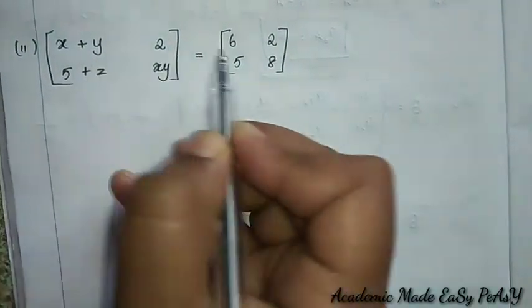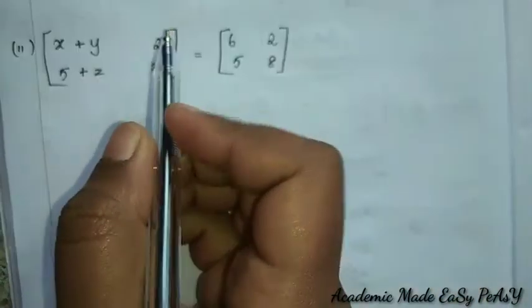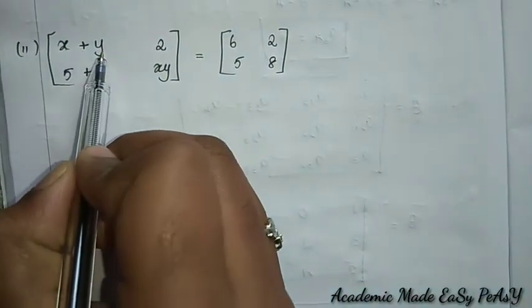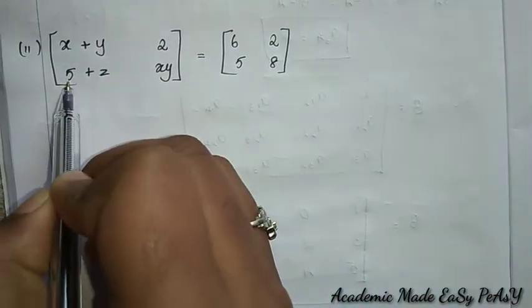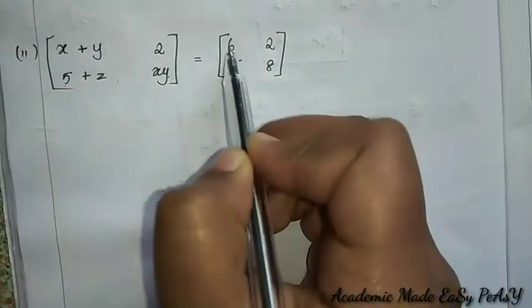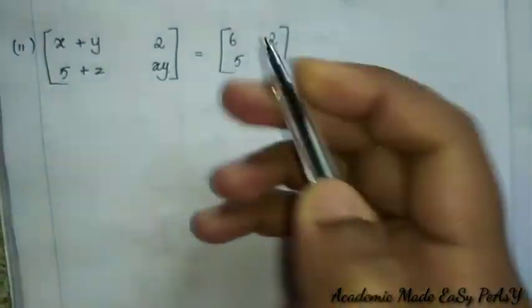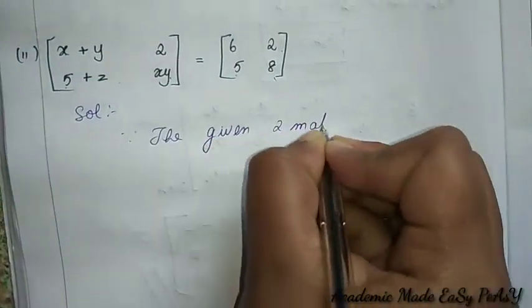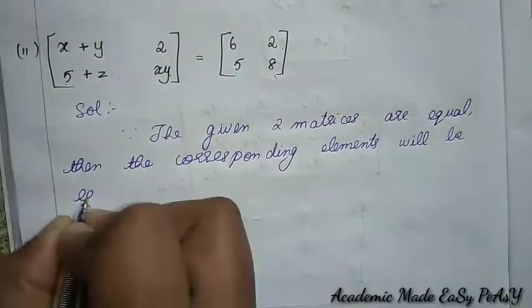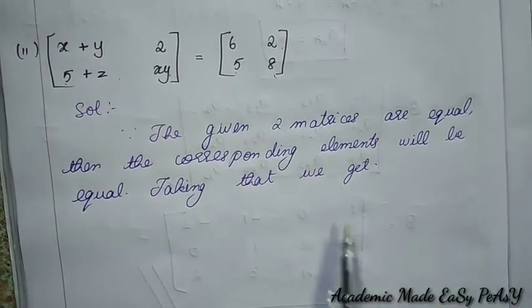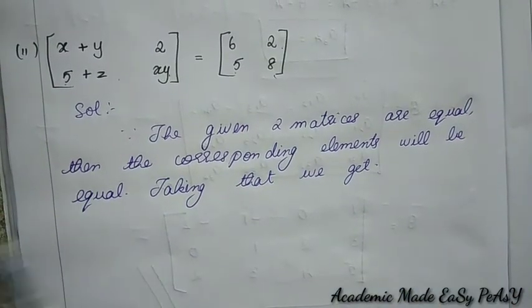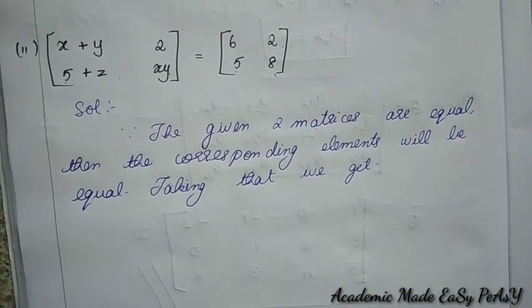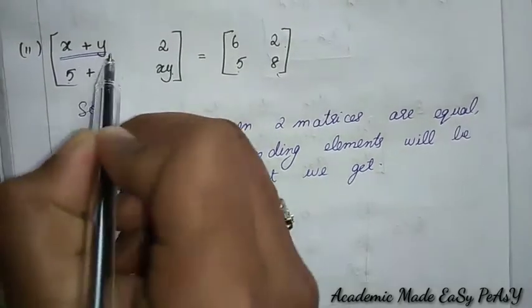Subdivision 2 is given in such a way that an equation is given. So here x plus y, 2, 5 plus z, x y, 6, 2, 5, 8. So we will be writing the same thing, solution. Since the given two matrices are equal, then the corresponding elements will be equal. So we will be taking that to find the answers. Okay. So first we will go with this.